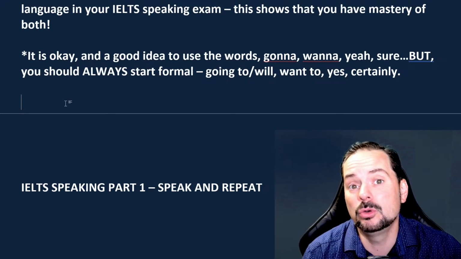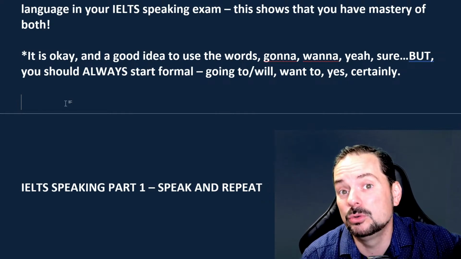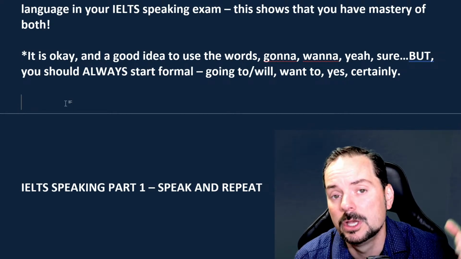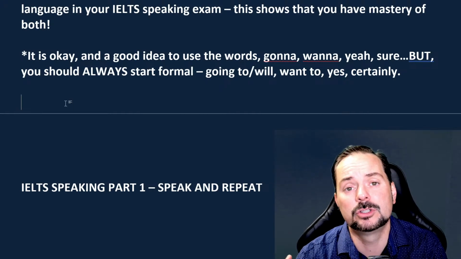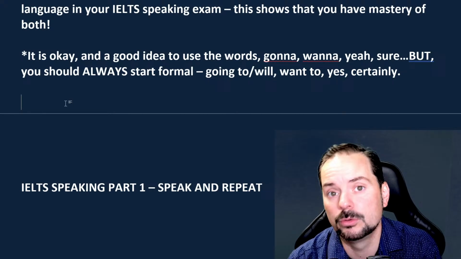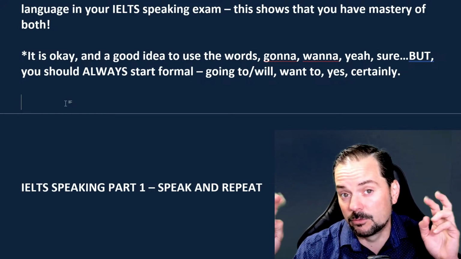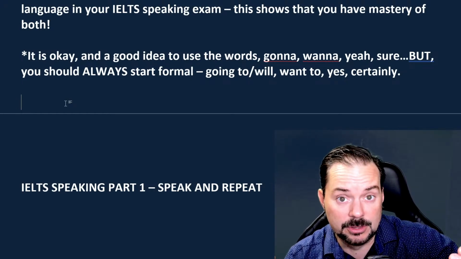It allows you to get a visa. It allows you to go to university. It allows you to move to another country or to get a better job. So they're there to do a job which benefits you. They deserve that respect of the formal language at the beginning.